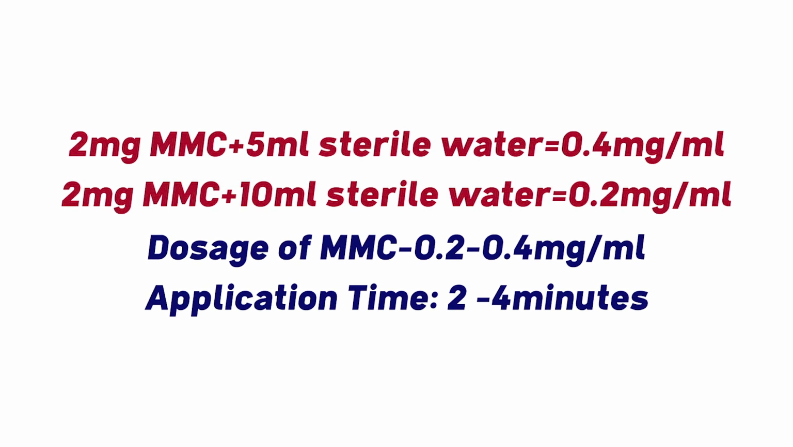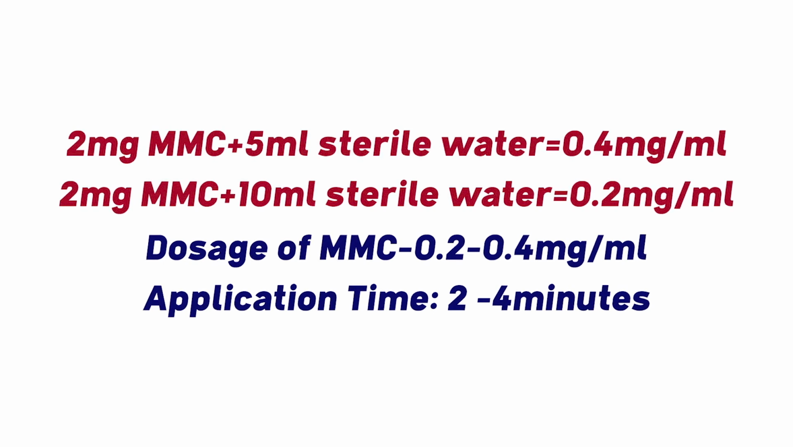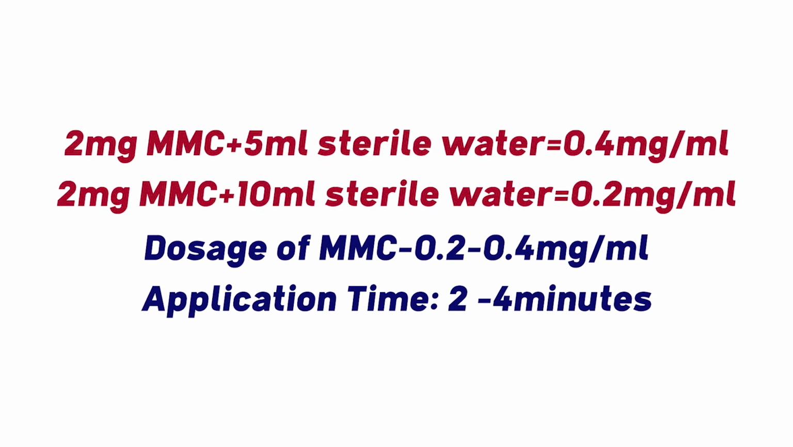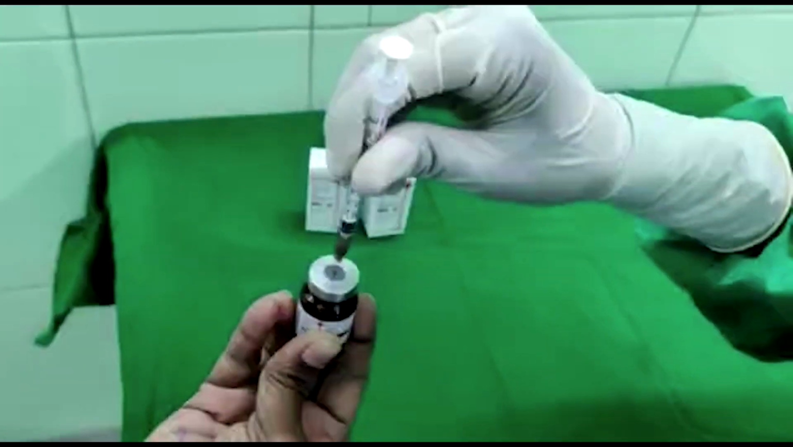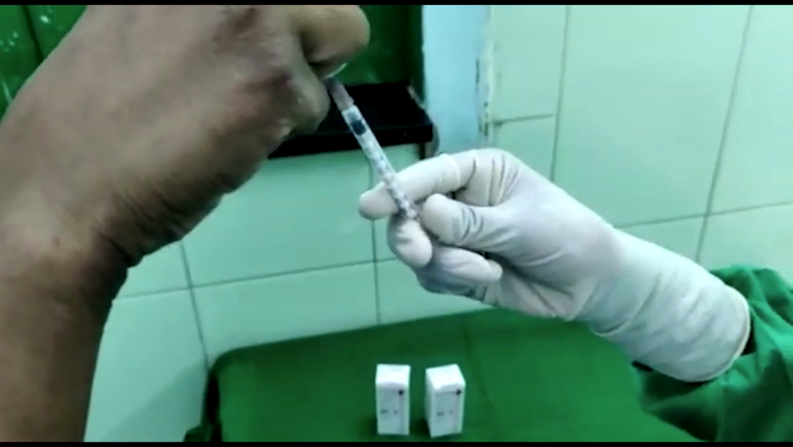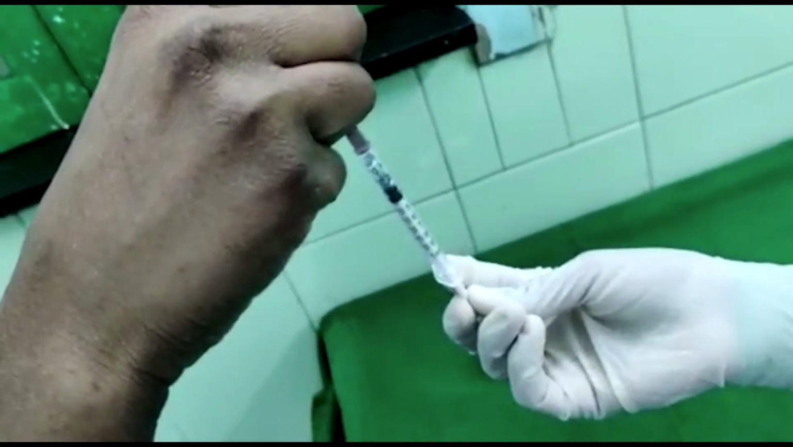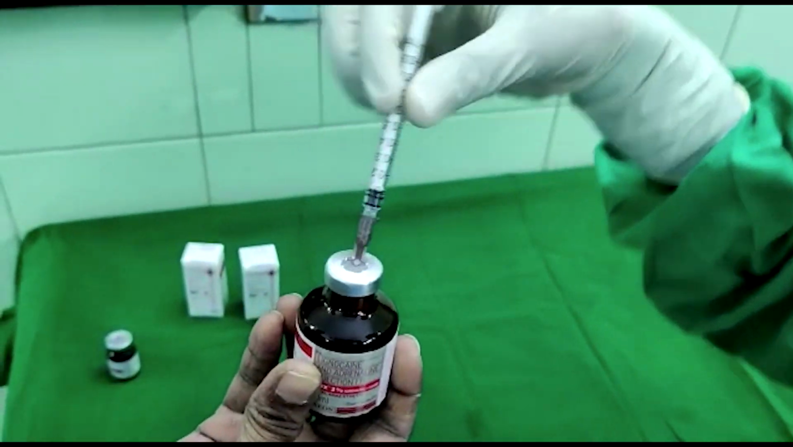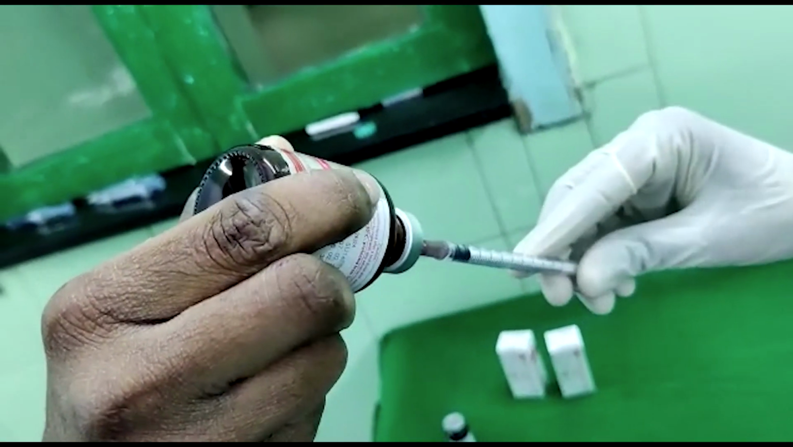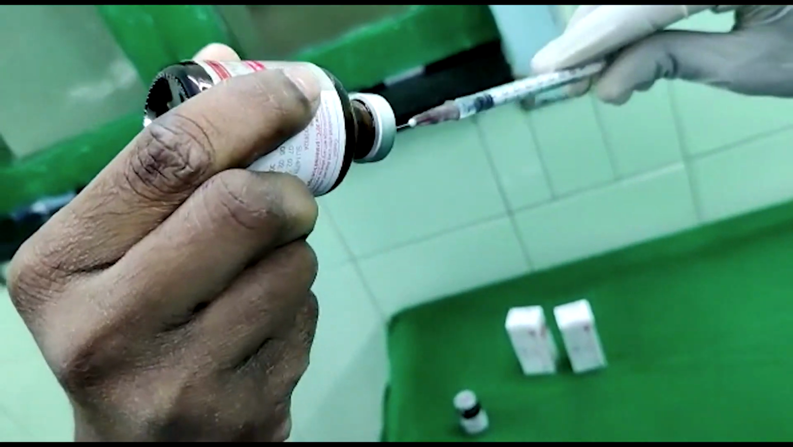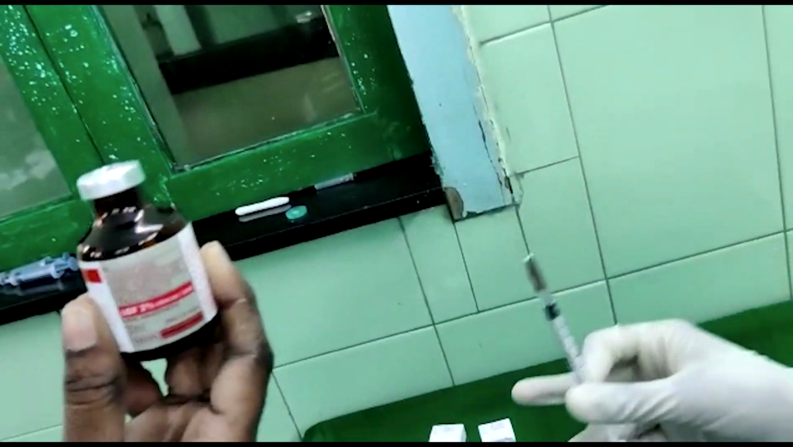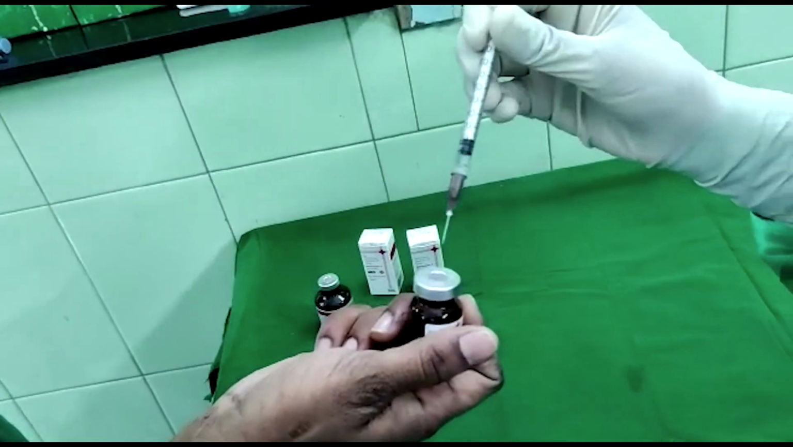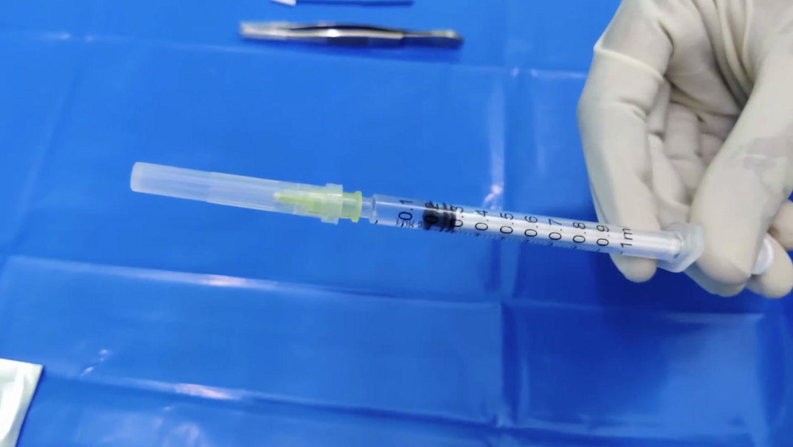But when injecting, a lower concentration of 0.05 or 0.1 mg per ml can be used. Our preparation of Mitomycin-C includes mixing the drug with sterile water diluent to achieve a starting concentration of 0.2 mg per ml. This is then diluted with 2% injectable lignocaine. The solution is prepared and drawn up into a 1 cc syringe with a 30 gauge needle.